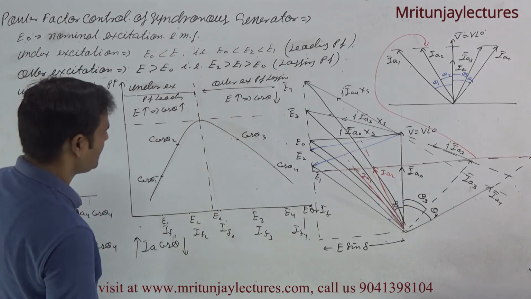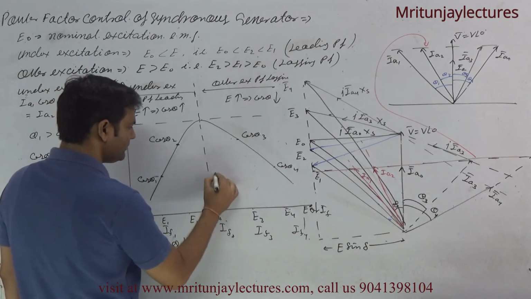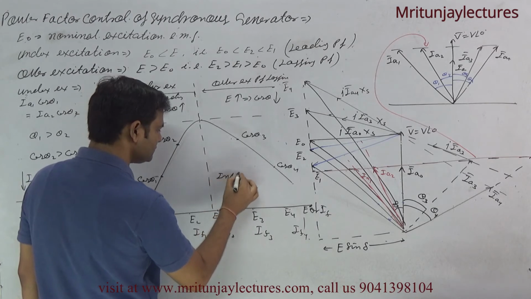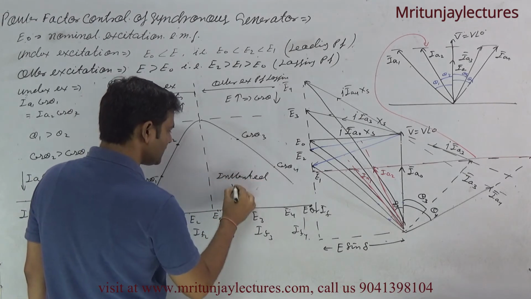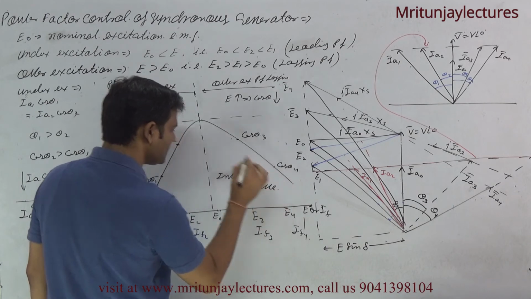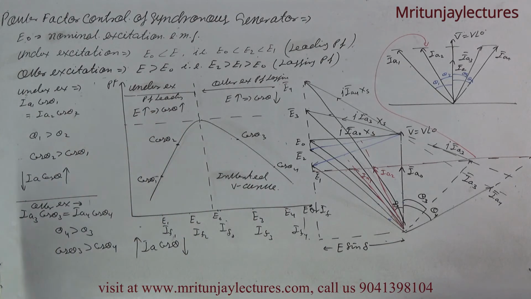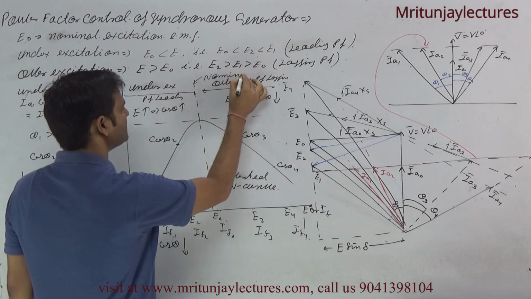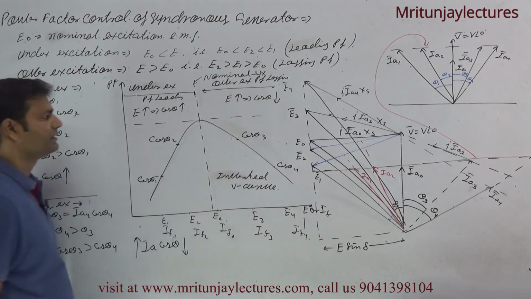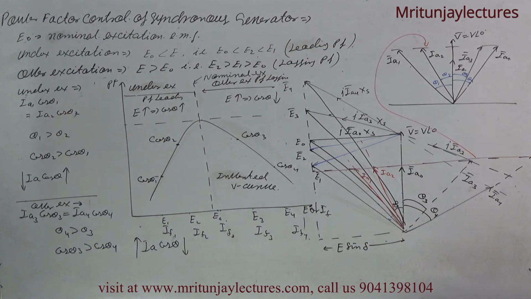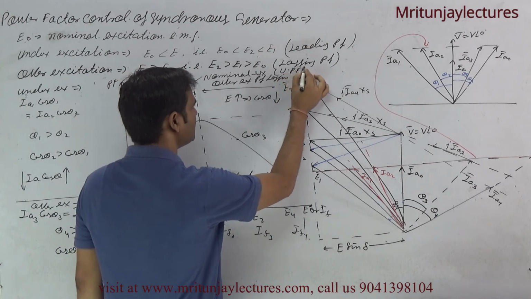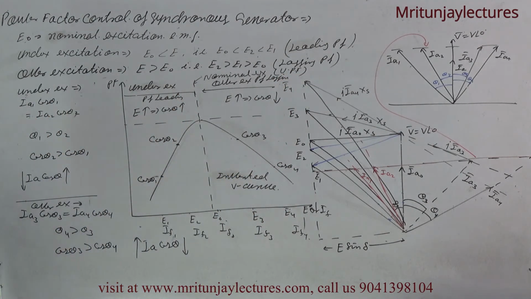Okay, that is the inverted V curve. That is the inverted V curve, and this one is also called nominal excitation. And what about power factor? That is UPF. Clear? First of all, make it.